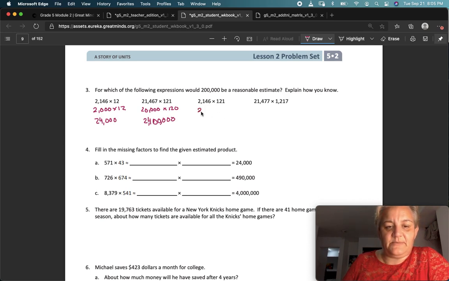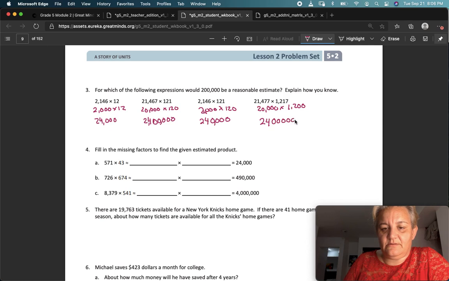Next is, I'm going to round that down to 2,000. And this to 120. And then I have 24. 2 times 12 is 24. And I've got 1, 2, 3, 4 zeros. Okay. And this one I'm going to round to 20,000. And this one is going to be 1,200. And now I've got 24. And 1, 2, 3, 4, 5, 6 zeros.